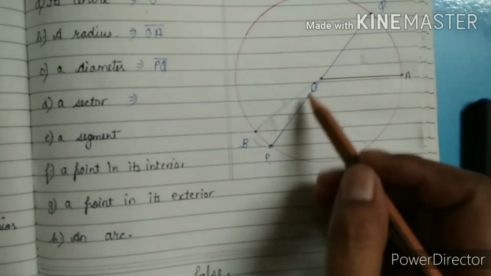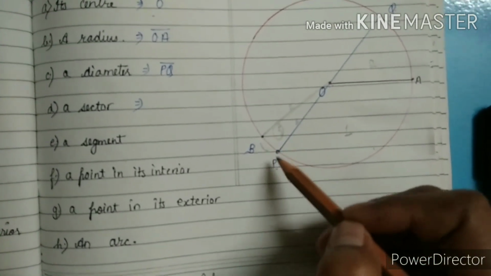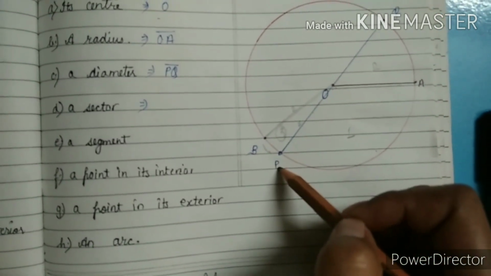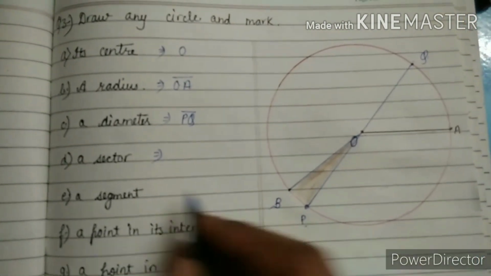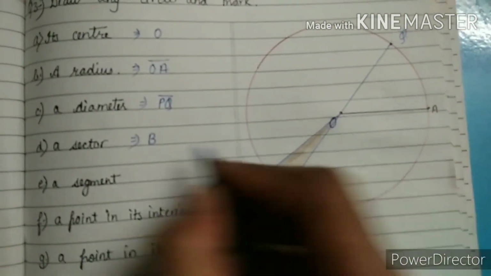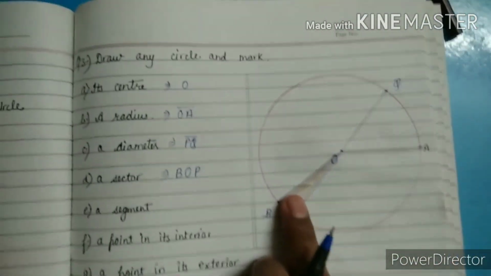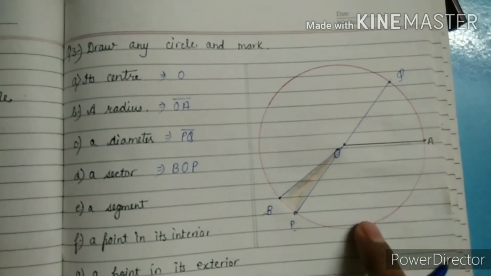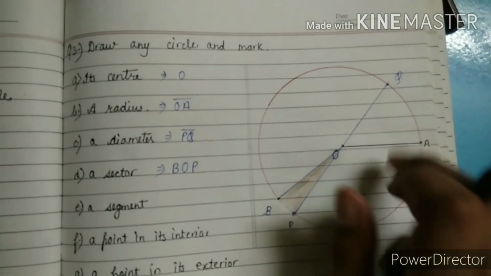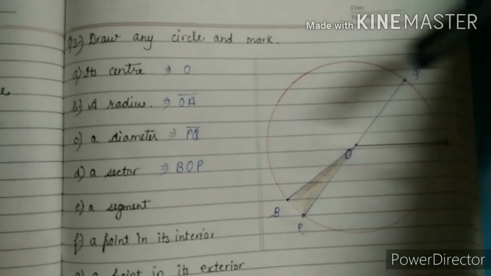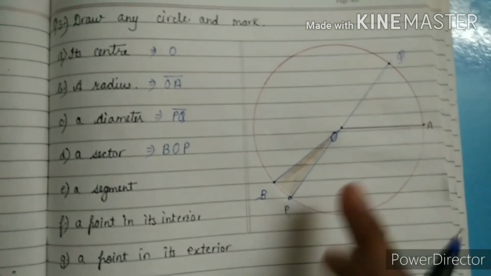But we will draw a new one whose name we will call BOP. So the sector name is BOP. This is one of the sectors of the circle. We have 3 sectors also. 1, 2 sectors are also there. This is the third sector of the circle that we drew.